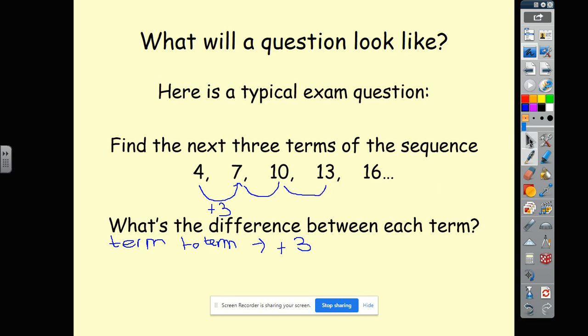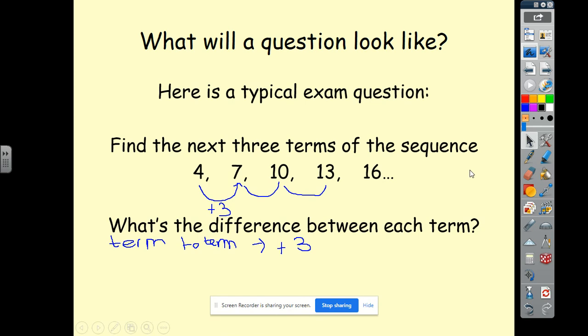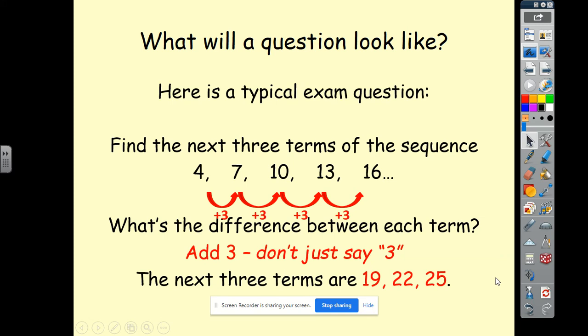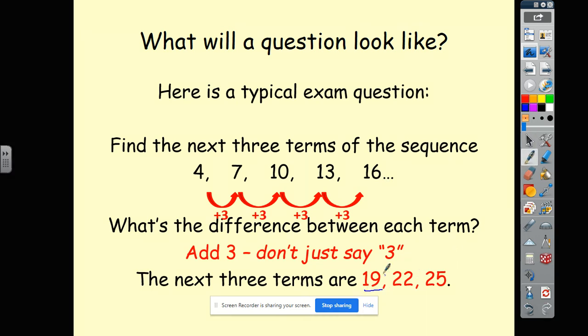So then the next part of the question asks you what the next 3, let me just clear the screen so it doesn't look too cluttered. What would be the next 3 terms? So we know that we're adding 3 each time. So 16 add 3 will give me my 19 here. Add 3 again will give me 22. Add 3 again will give me 25.